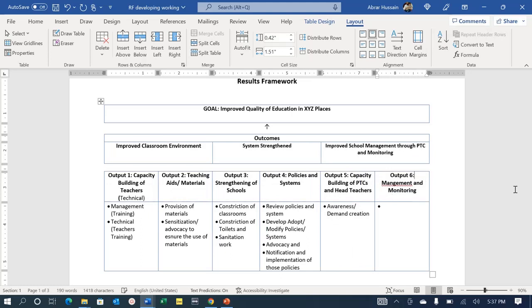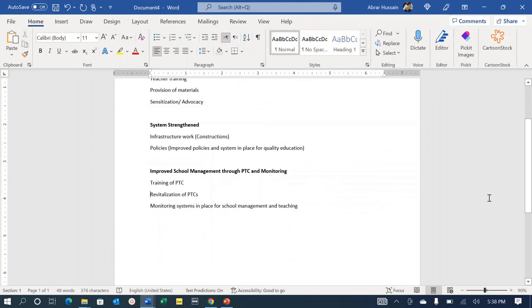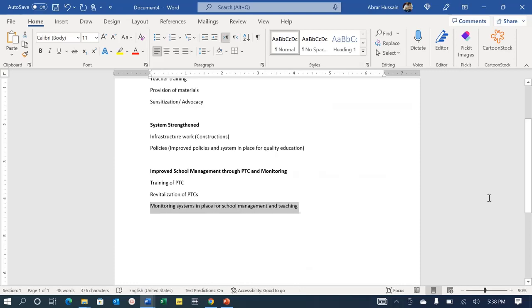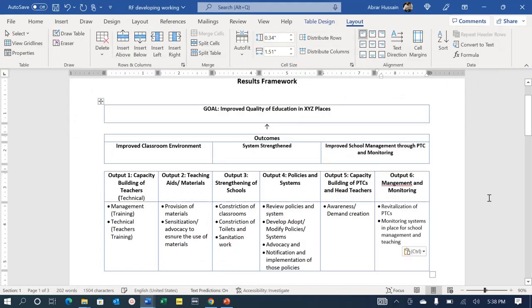For management and monitoring, here we can put in place the revitalization of PTCs. That is very important, and then the monitoring systems that we will have to develop for school management and teaching. And here we will have to involve all the other stakeholders also: advocacy, the department, since it is education, so ASDEOs, SDEOs, etc.